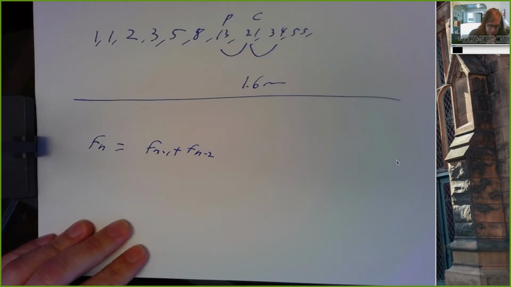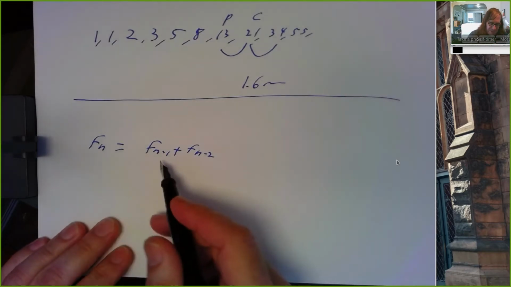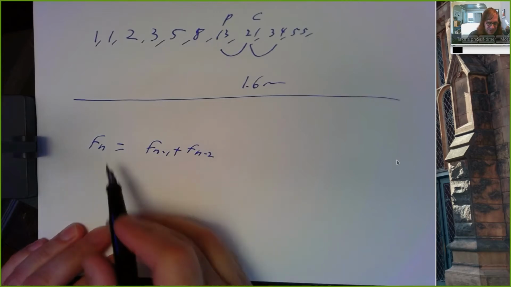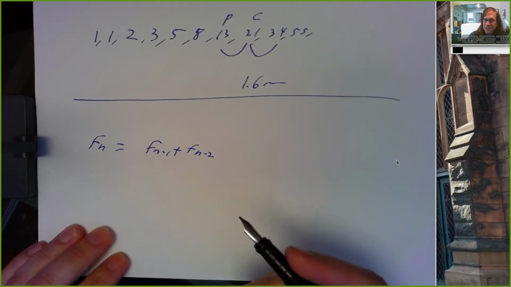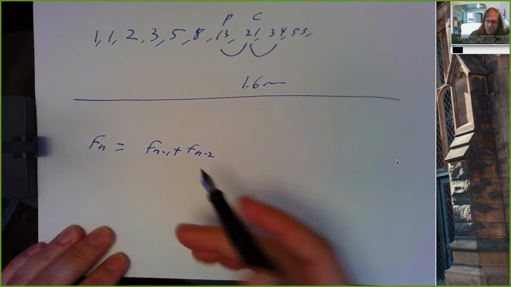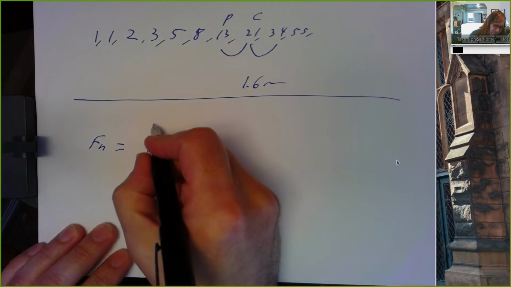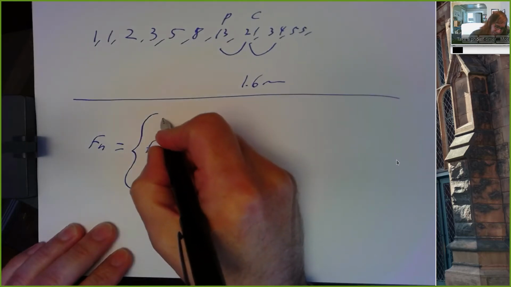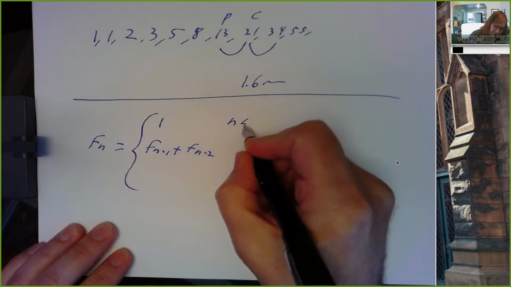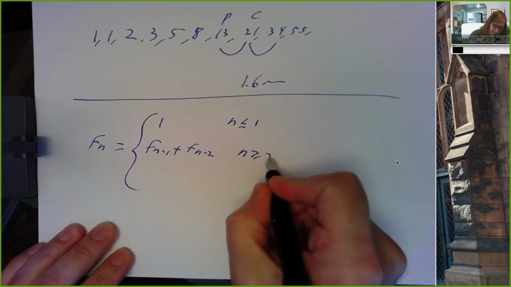But we need a base case, right? If we try to use this to find f5, we'll say it's f4 plus f3, that's fine. If we try to find f1, it's going to say f0 plus f_{-1}, which doesn't make any sense. And f_{-1} would be f_{-2} plus f_{-3}, and those don't make sense. So we need to chop this thing off. And so we're going to set this equal to 1 if n is less than or equal to 1, and it's going to be this recurrence relation if n is bigger than or equal to 2.